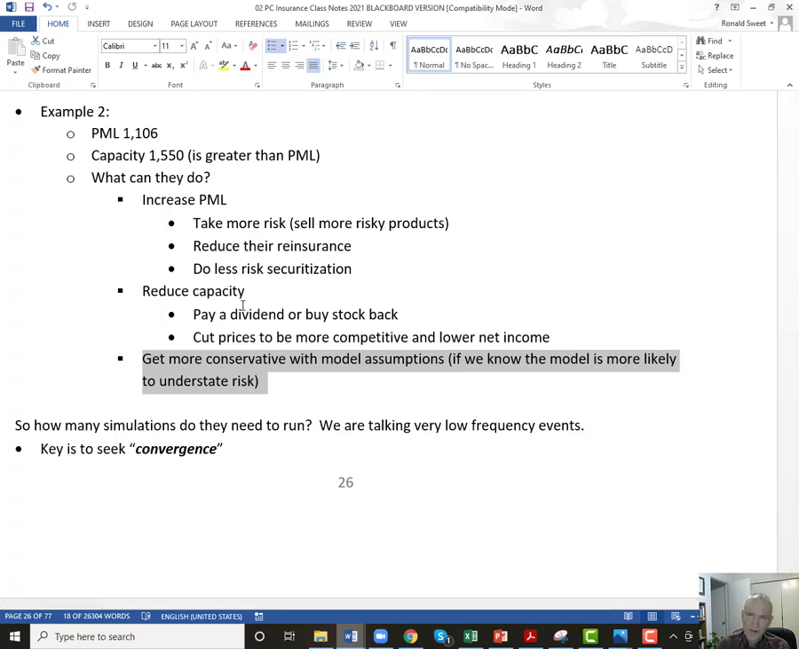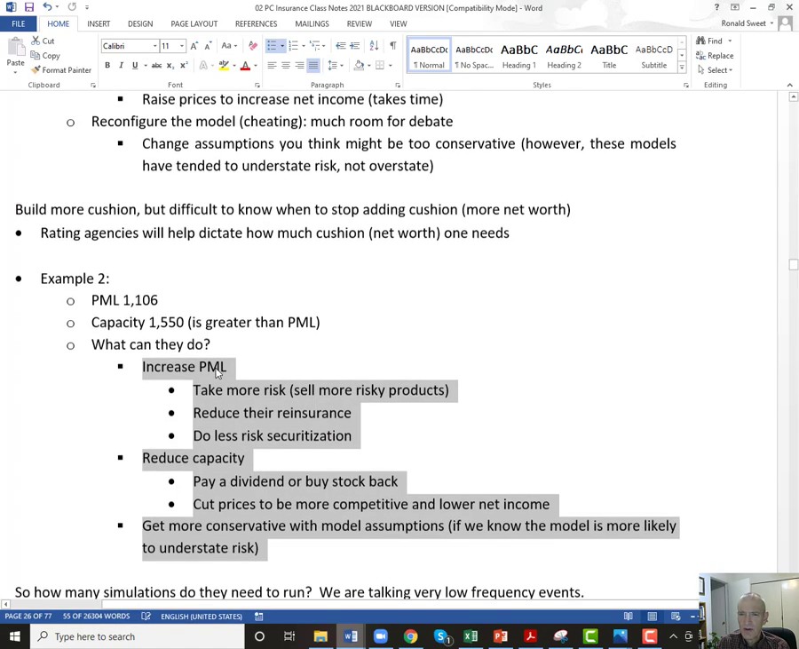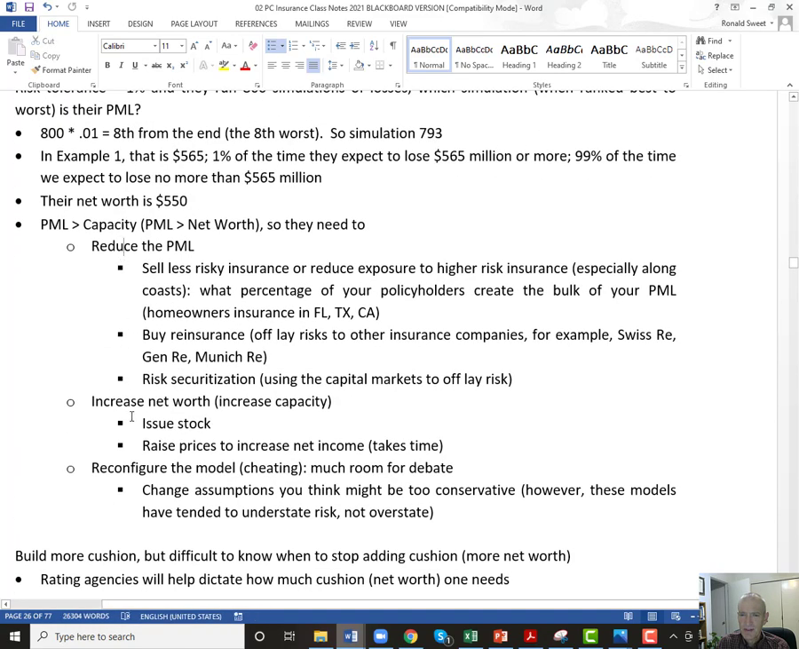So those are approaches. It's unlikely I'll give you a scenario where they have too much capacity versus their PML, but these are very similar to what we said up here, just the opposite.